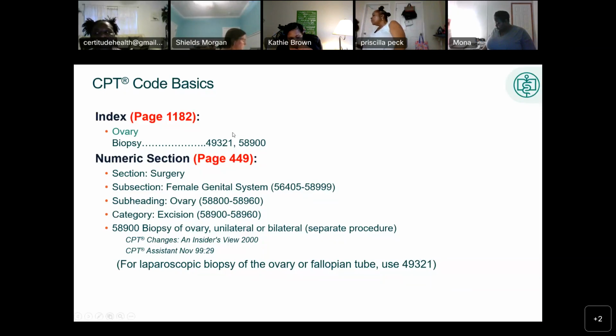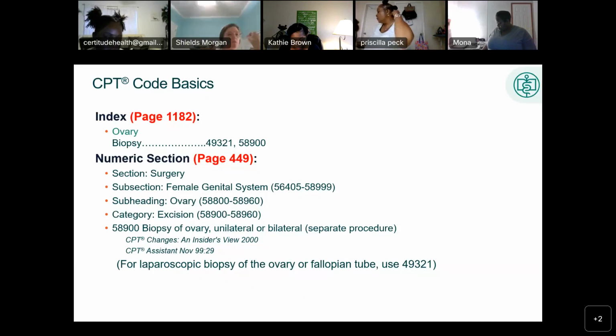If we were coding it as an open procedure, open meaning no small incisions, they had to do a large opening, no robotic arms, no robotic assistance, a full-blown open procedure, and the ovaries were being surgically removed by being cut out, then we would use 58900. Because with 58900, you have to look at the full headings and subcategories. So it is of the ovary, however, it is an open procedure.